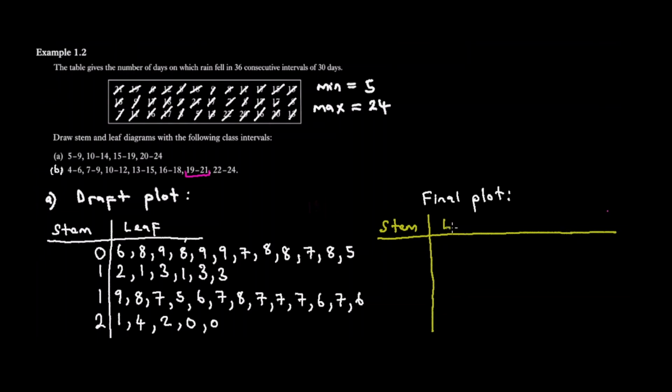Then I want my leaf here. Then what I encourage is, before you write this final plot, put in your key so that you don't forget. Our key is telling us that 0 | 6 means 6. You can add another value: 1 | 2 means 12. That will be your key.